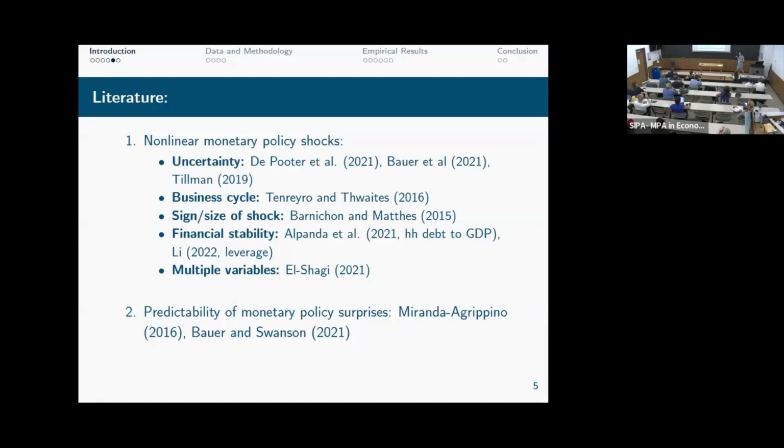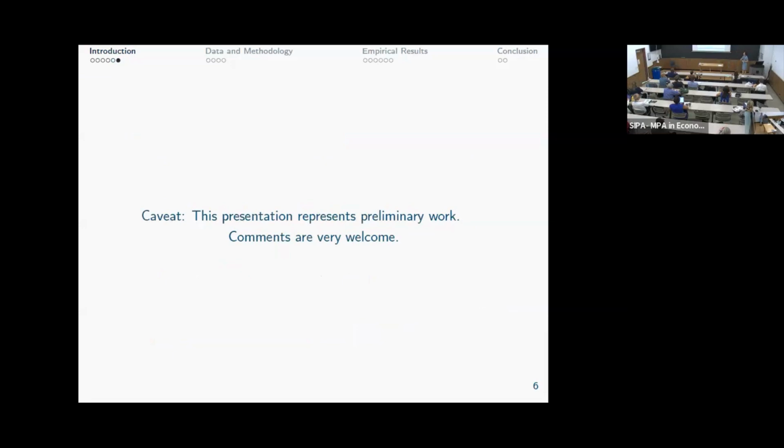Secondly, we are related to the predictability of monetary policy surprises. In the Miranda Agostino 2016 and Bowen's 2021 papers, they claim that the monetary policy shocks are actually predictable. So we either need to orthogonalize the shocks and take care of the correlation between the shocks and these variables, or we need to include these control variables in the regression that we have the monetary policy shocks. A caveat is that this is preliminary work, so all comments are very welcome.